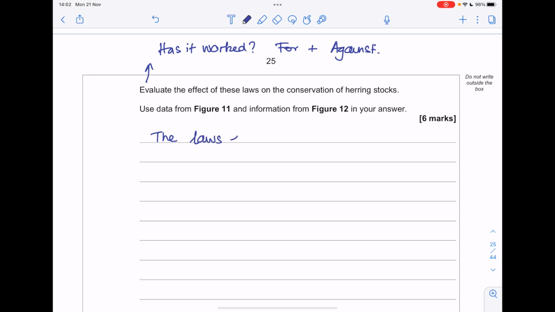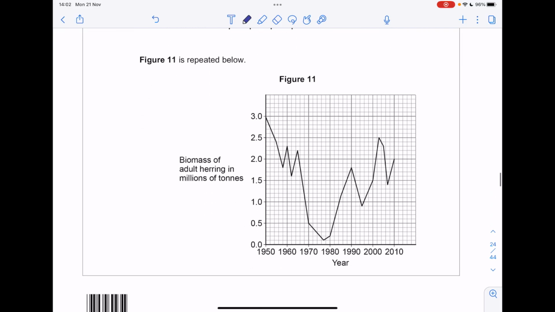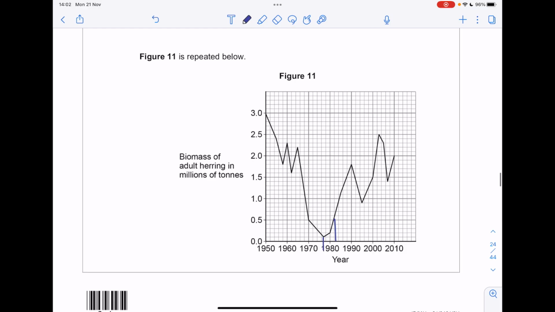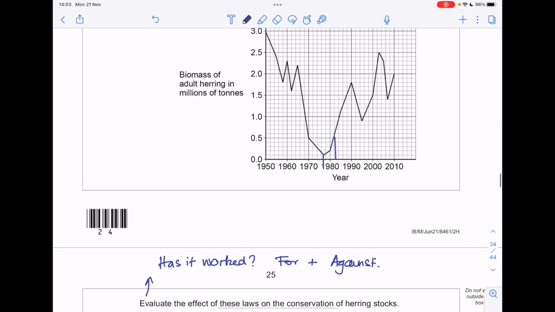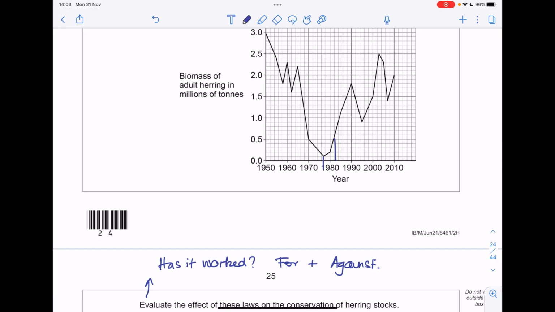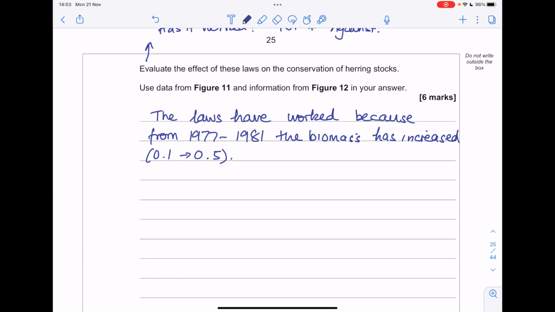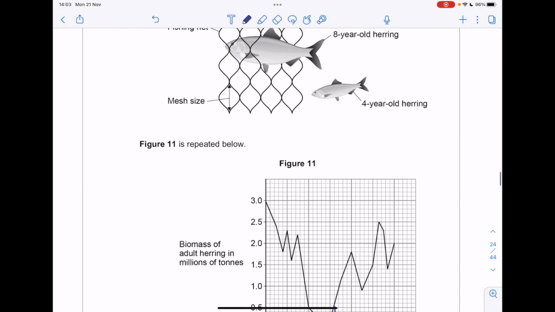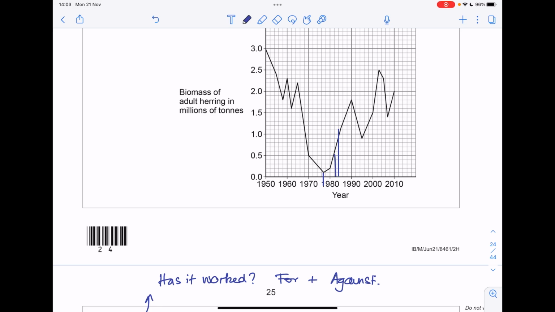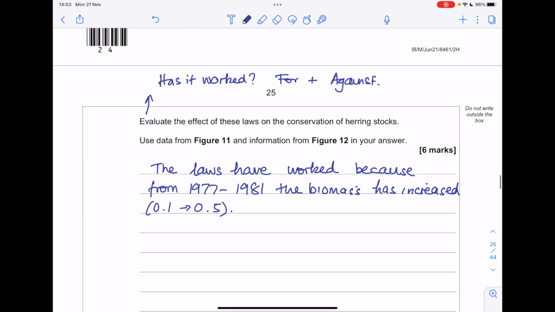The laws have worked because let's look between 1977 to 1981. We can see that the biomass of adult herring has increased. Let's start by saying that. Let's quote numbers. So from 0.1 to 0.5. From 1984 to the present day. So from here onwards, yeah, we can see again increased biomass.